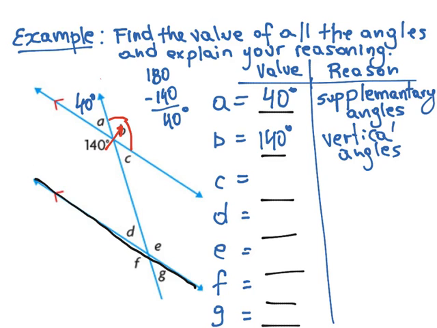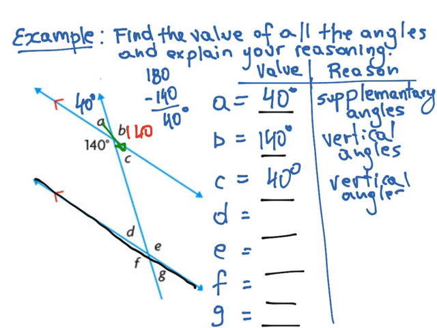The next part is, what about C? So this is 140. How is C related? Well, C is opposite to A, or vertical to A, so that means C has to be 40 as well, because of vertical angles. Now, all these three angles are solved just by knowing supplementary angles and the vertical angles.